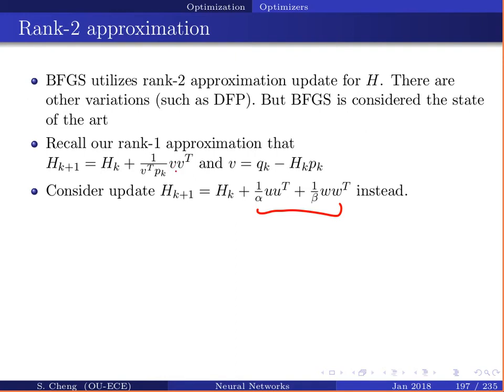This rank 1 matrix is created by some of these vectors we have here, right? So if I want to generate two rank 1 matrices reasonably, one reasonable choice would be to pick U as Q and W as this part.